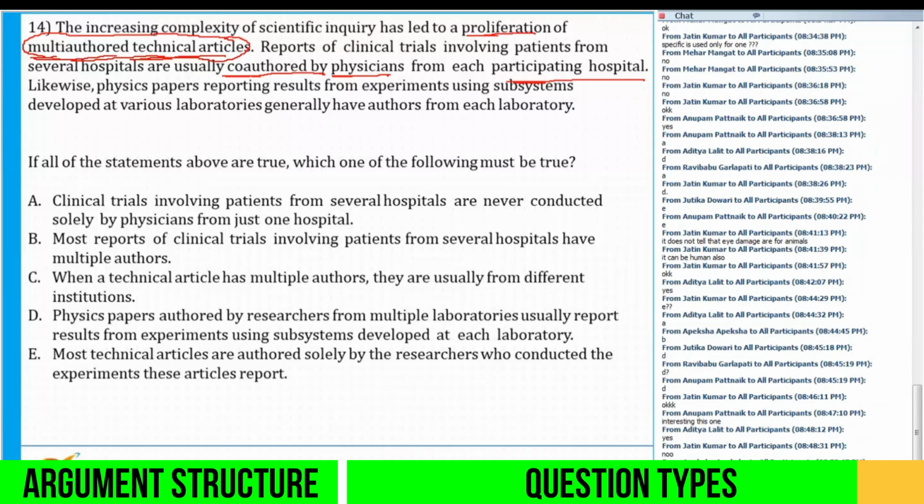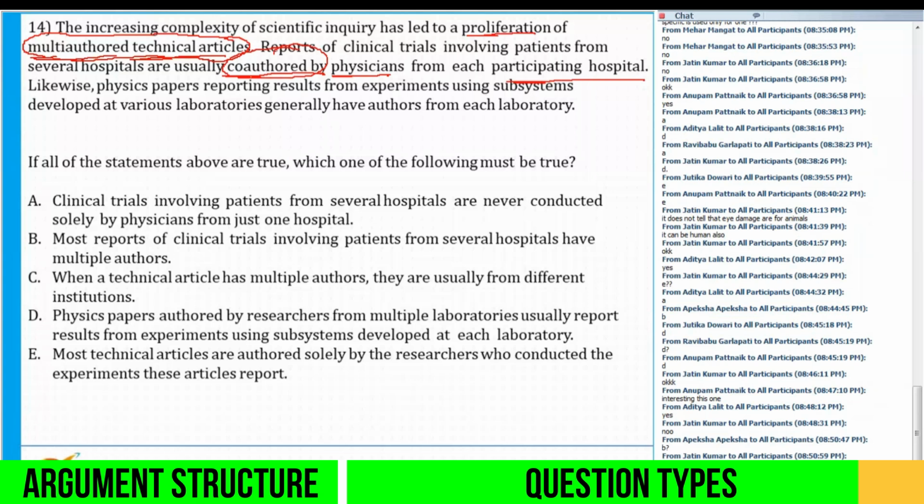So when it is a multi-authored article, then all the authors will provide inputs from their hospitals or departments. Similarly, the same thing happens with physics papers. Physics papers that report results from experiments using subsystems developed at various laboratories will generally have authors from each laboratory. If this is true, what must be true?